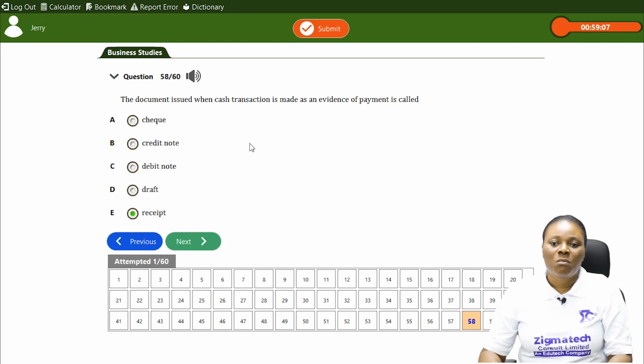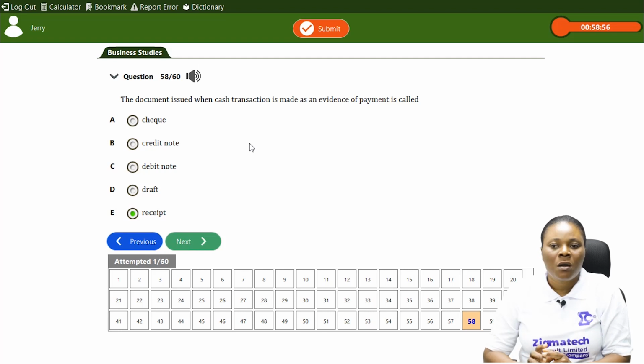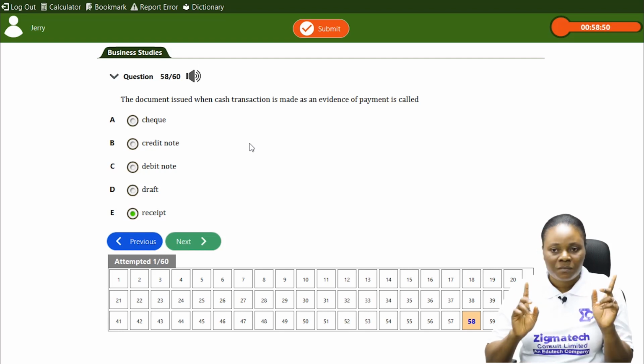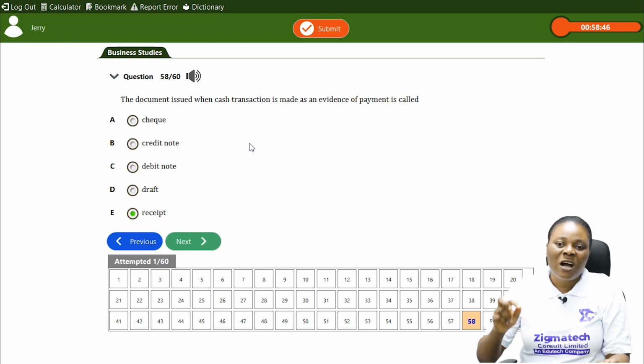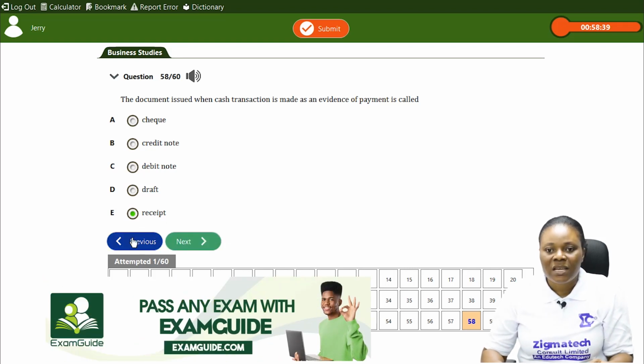Now let me say this. Most students mistake invoice for a receipt. Remember I said this. The invoice does not show evidence of payment. It's just a proof that you have received goods from the supplier or from a seller. But what shows that you have paid for the goods received is the receipt. Let's take some other questions.